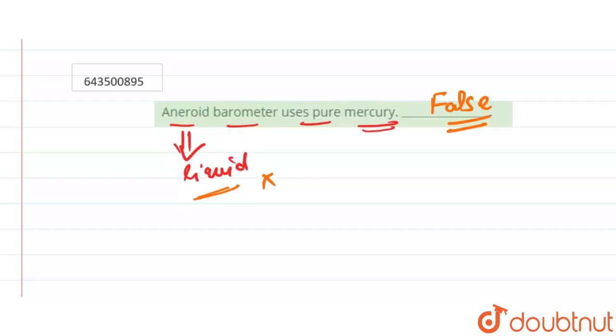Okay, basically there is a capsule like structure, and due to the variation in the pressure, these walls come closer. Now, in order to calibrate an aneroid barometer, of course the mercury barometer is used, but if we say an aneroid barometer uses mercury, that is false, because aneroid barometers are non-liquid barometers, such barometers which do not depend on liquid. I hope that this is clear to you.